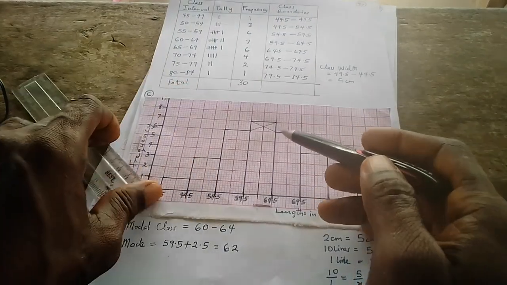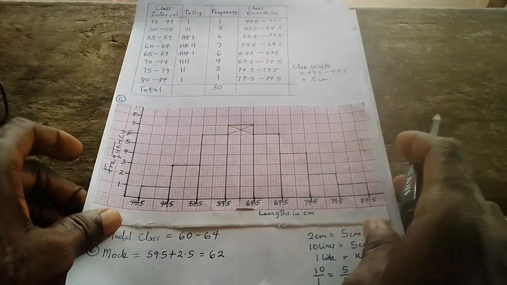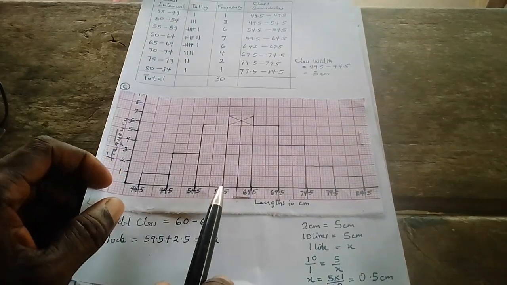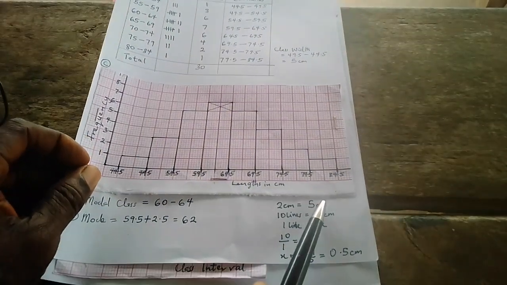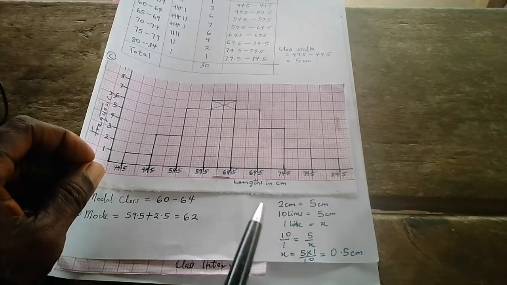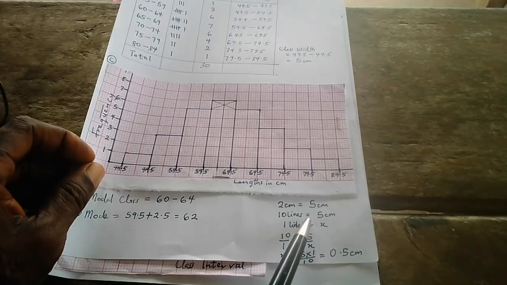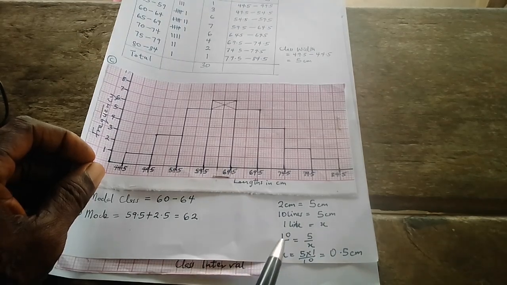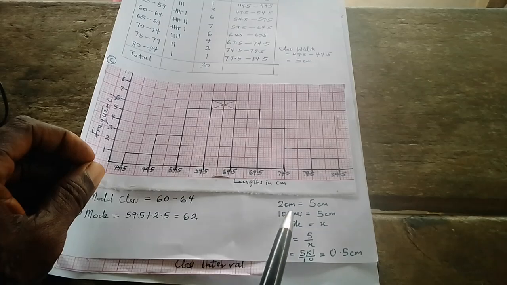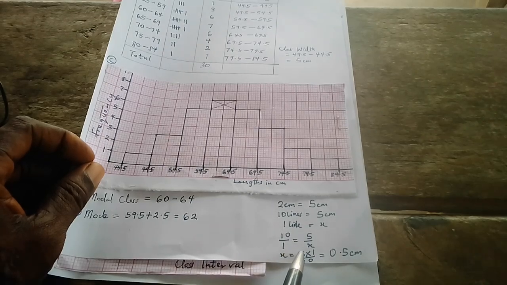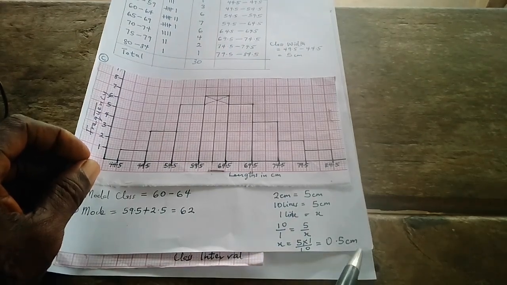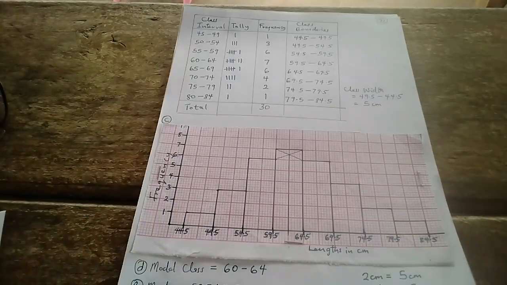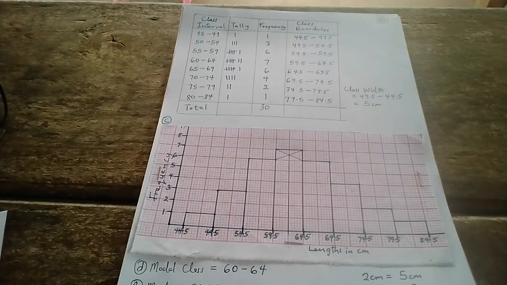So if you use the histogram, you realize here, since we said 2 centimeter is representing 5 units, in 2 centimeter we are having 10 lines representing 5 units. So what's the value of 1 centimeter? 1 centimeter will now be 10 over 1 is equal to 5 over x. So this should give you what? Cross multiply. So that means 5 times 1 over 10, which is 0.5 centimeter. So each of the lines here is 0.5 centimeter.